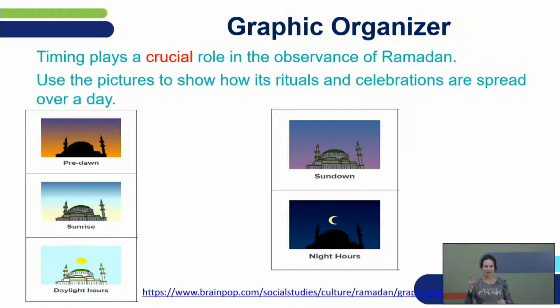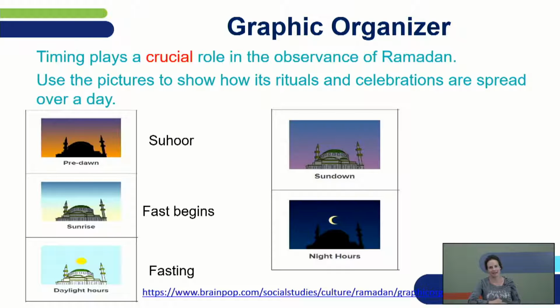Okay, guys, time is up. Let's go over it together. So, what happens at pre-dawn, before the sun rises? Did you guess suhoor? Good job. Now, what happens at sunrise? The fast begins, right? When the sun comes out, no food, no drinking. Gotta start that fast. What happens during the daylight hours when the sun is out?